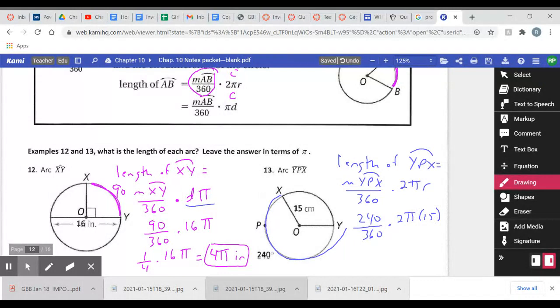Okay, if we get that simplified down, if you'd rather multiply all this in the calculator at one time, you can go 240 times 2 times 15 equals divided by 360, and that will give you 20 pi. But again, if you'd rather kind of simplify down first and then multiply, that would be fine as well. And in this case, you get 20 pi centimeters. And again, a length of the arc is going to be plain units, not squared, not cubed.